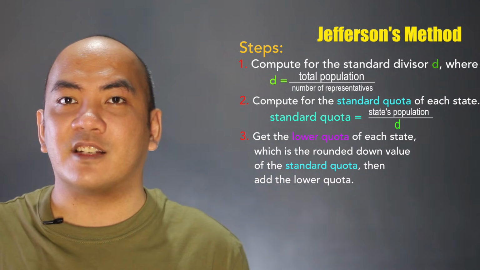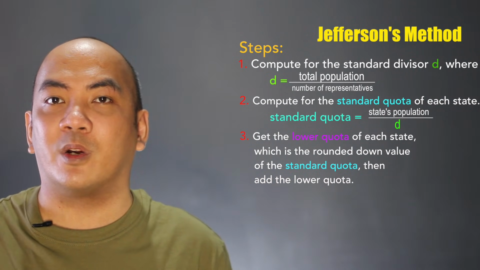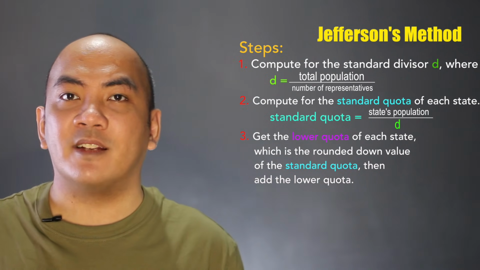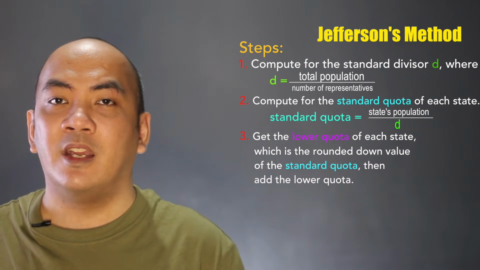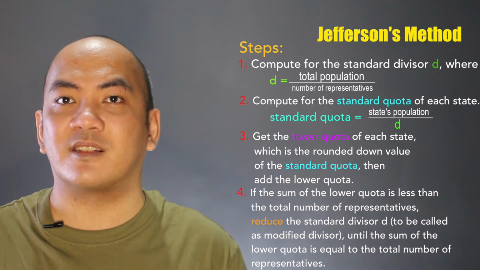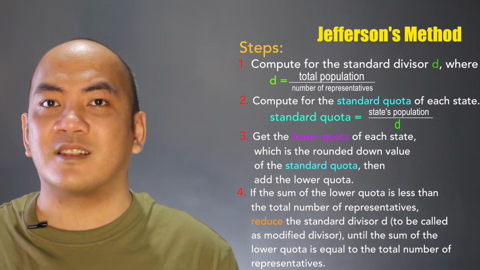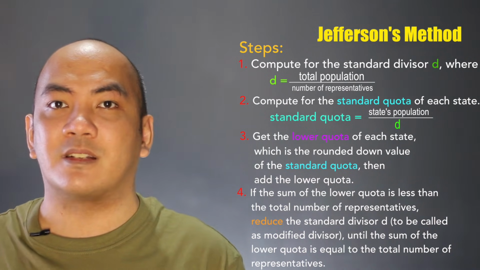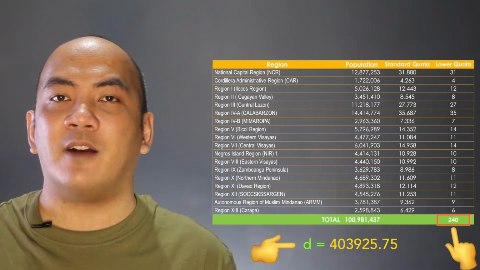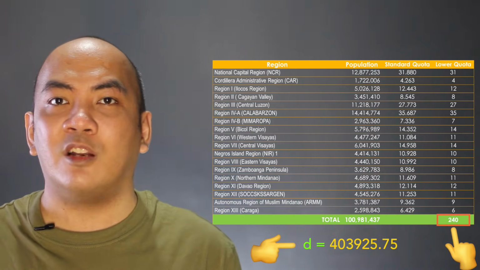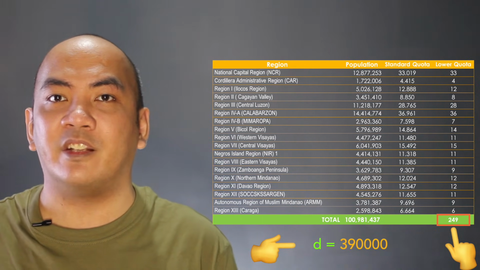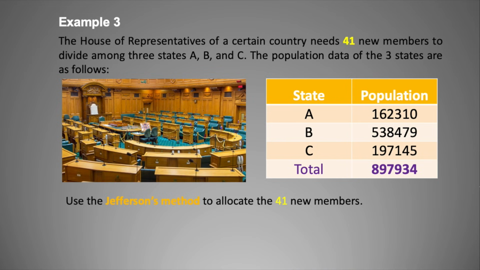Third is to cut off the decimal value of the standard quota to get the lower quota. However, in step number 4, instead of finding the highest decimal values, in Jefferson's method, we have to reduce the standard divisor, called the modified divisor, until the lower quota's sum is equal to the number of representatives. So in the previous example, we just have to reduce the standard divisor until the lower quota's sum is equal to 250. Now, for simplicity, let's have another example wherein a House of Representatives of a certain country needs 41 new members to divide among the 3 states A, B, and C.